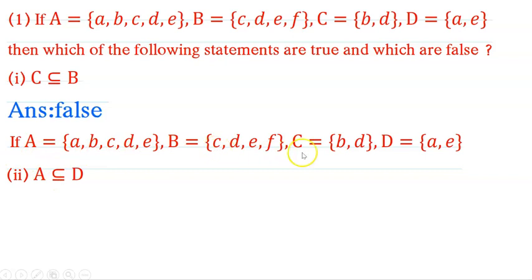A दिलेला आहे b, c and d. A is a subset of D. A मध्ये एवढे एलिमेंट्स आहेत आणि D मध्ये फक्त a आणि e. Therefore again this is false. A is not a subset of D. A मधले एलिमेंट्सची संख्या कशी आहे? ते ऑलरेडी जास्त आहे. D मध्ये कमी आहे आणि a आणि e आहे फक्त. But what about the b, c, d? Okay, and therefore this is false.